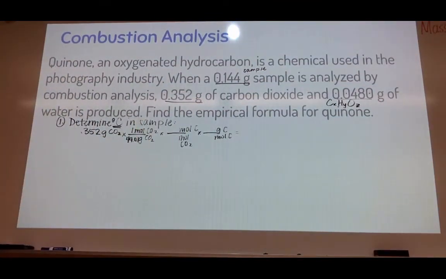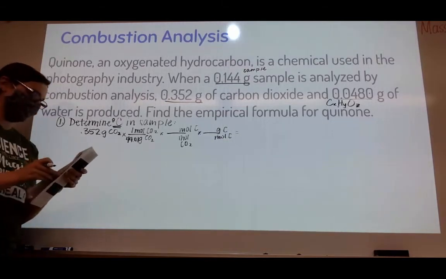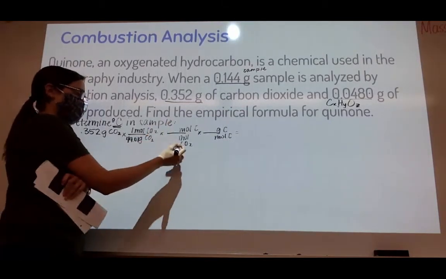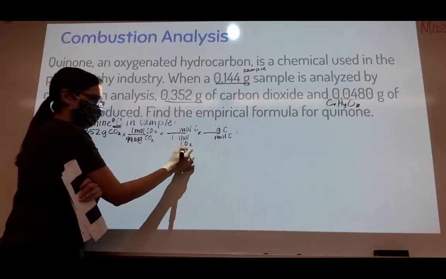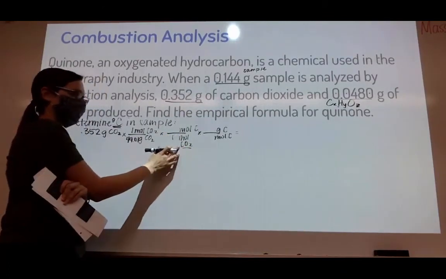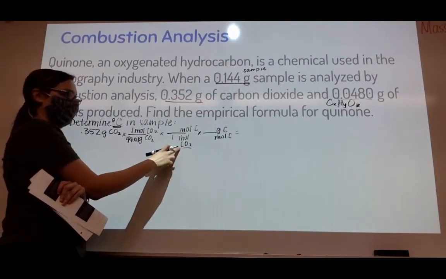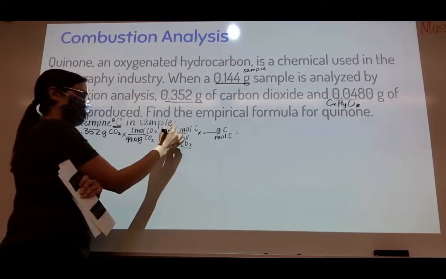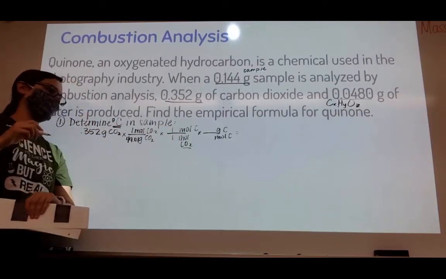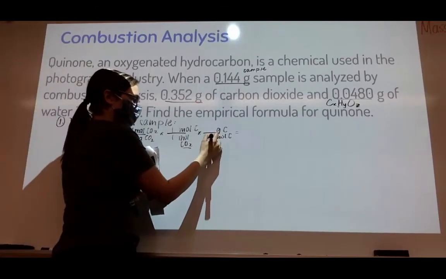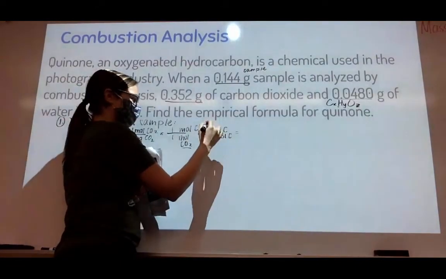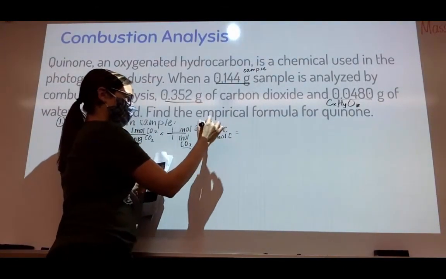44.01 grams of CO2 is 1 mole. Now if I look at the formula, for every 1 carbon dioxide, how many carbons are there? Just 1. So it's a 1-to-1 ratio. And then for every 1 mole of carbon, the molar mass is 12.01.